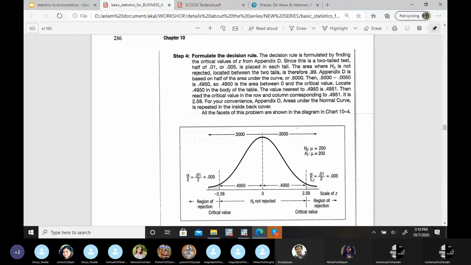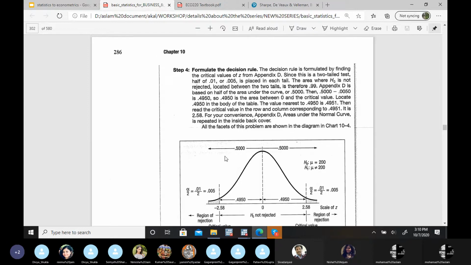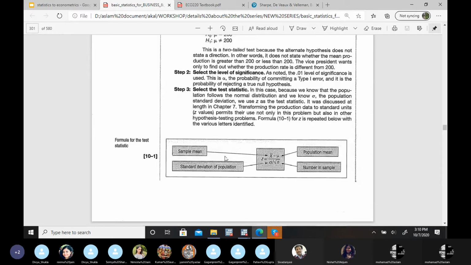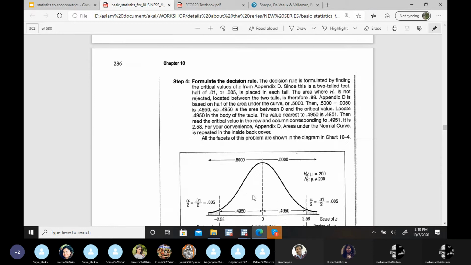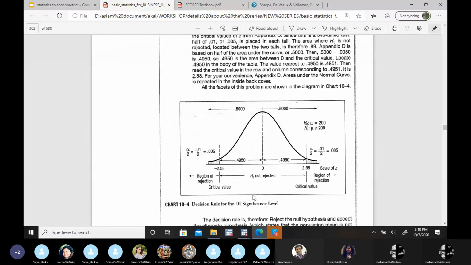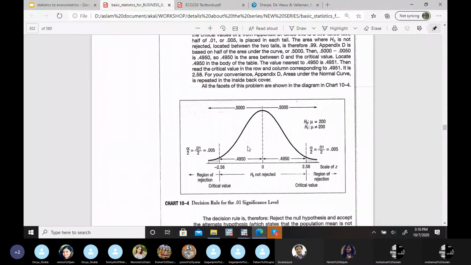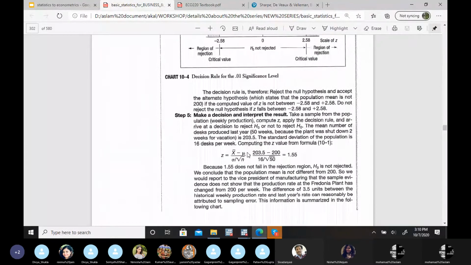So now we have the critical values. What we need is this particular Z stat value, so that we can compare whether this value is lying in the acceptance range or it's lying in the rejection region. To do that, we need a Z statistic.